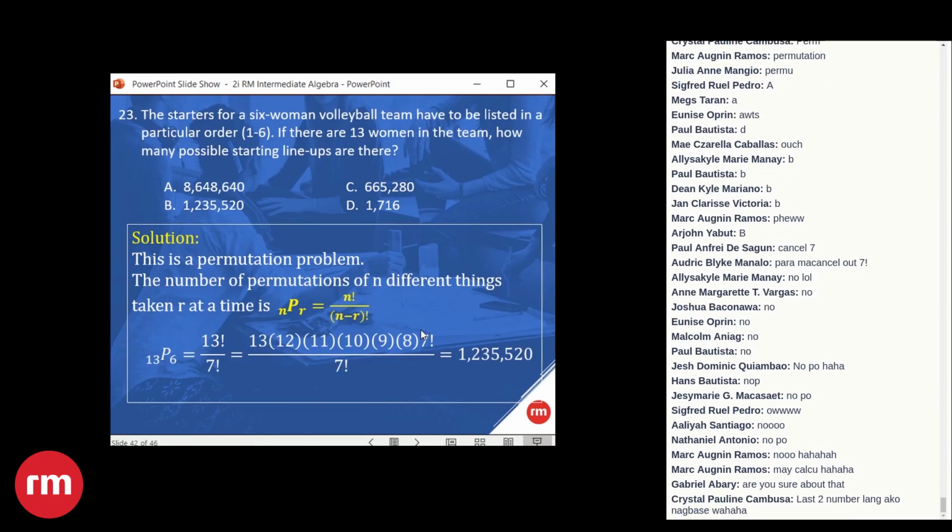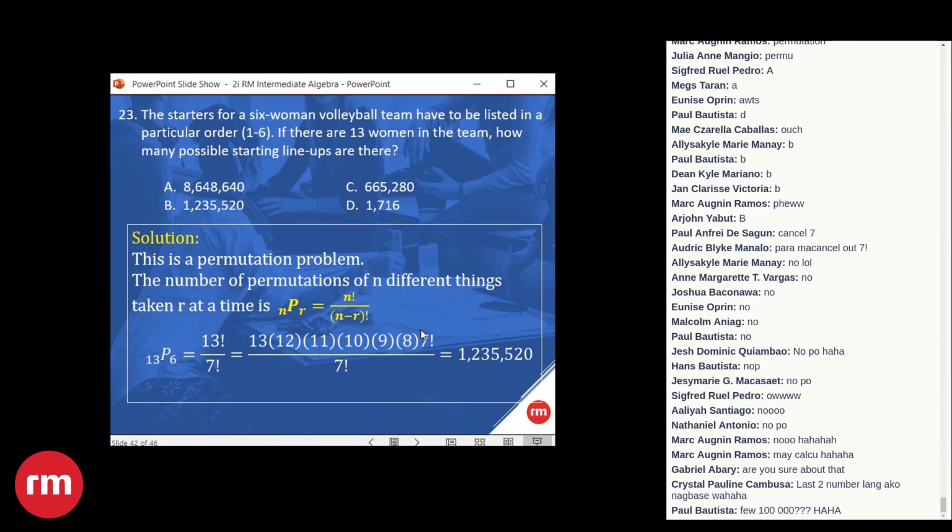Pwede magkaroon ng items na mataas ang numbers, but it's going to be very rare because the examiners know na kulang kayo ng oras. This is a time-pressured exam. If you simply multiply 13 times 12 times 11 times 10 times 9 times 8, it would take you 5 minutes just computing. Okay? So it's very unlikely to appear in the UPCAT. So don't worry about it.